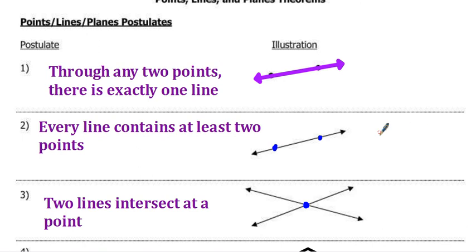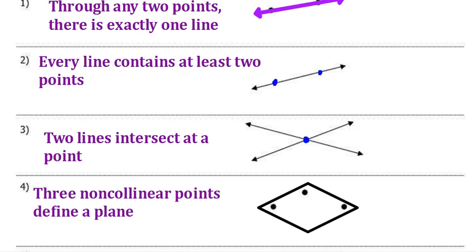Our third postulate is that any 2 lines will intersect at a point. So anytime that 2 lines cross, the point where they meet is a point. For number 4, we have that 3 non-collinear points define a plane. So this is something similar to what we talked about in class a few days ago. If you have 3 points, they're going to be enough to define any plane.